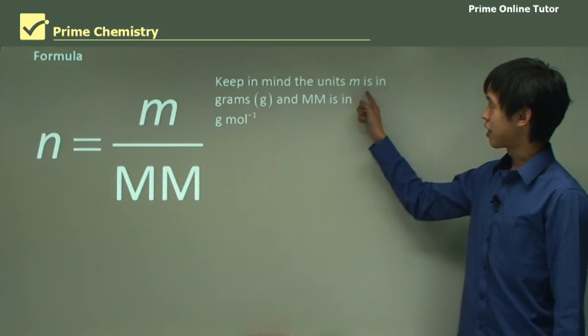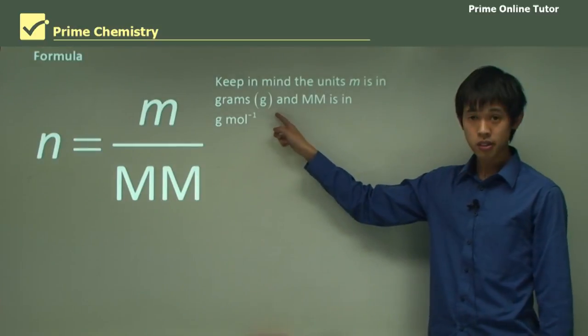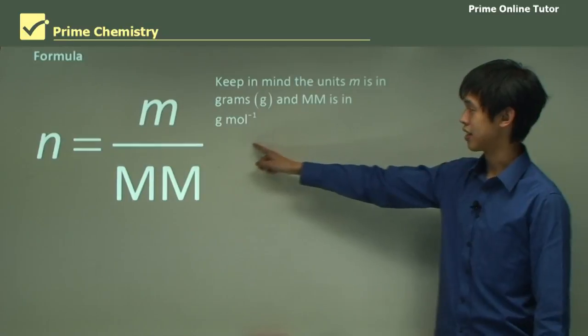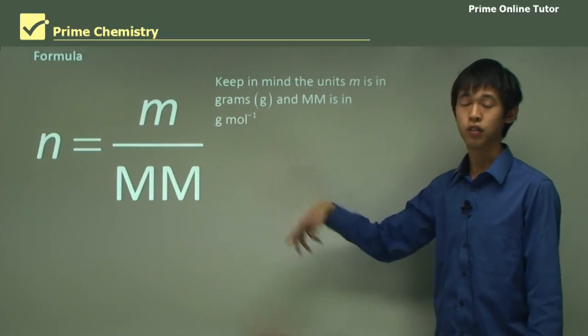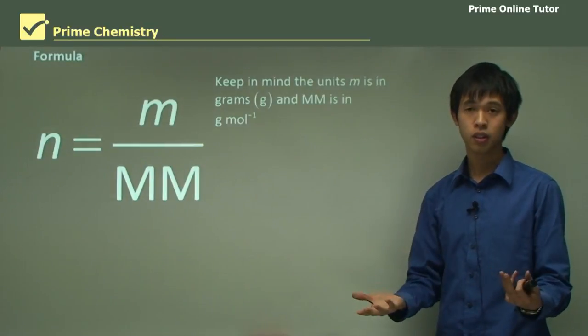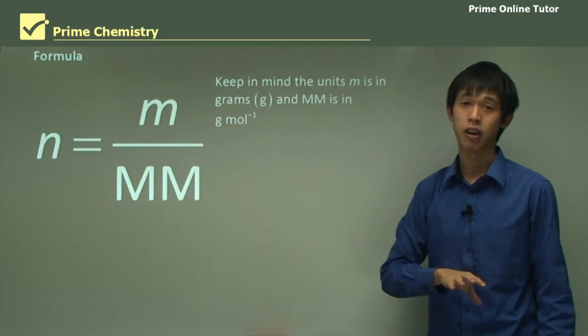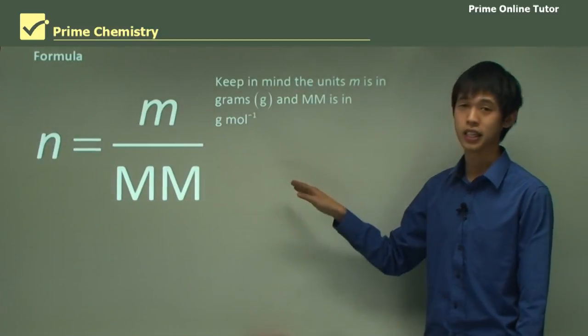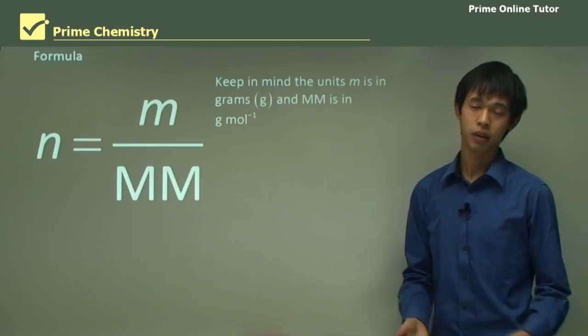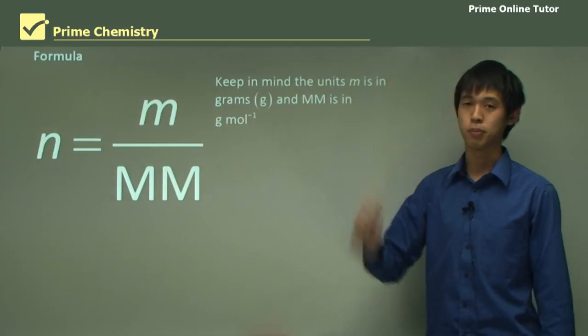Just be wary that the units of m is in grams, and the units of the molar mass is in grams per mole. So if you get kilograms of sample, then you need to convert that back into grams. It really should be in kilograms for SI purposes, but historically we just use grams per mole.